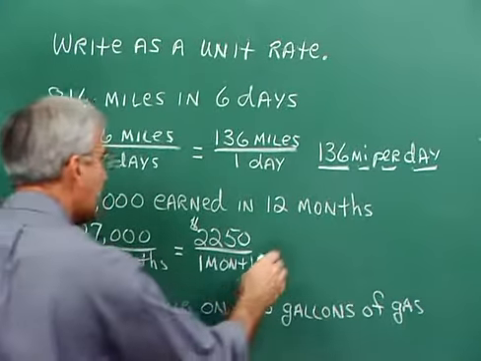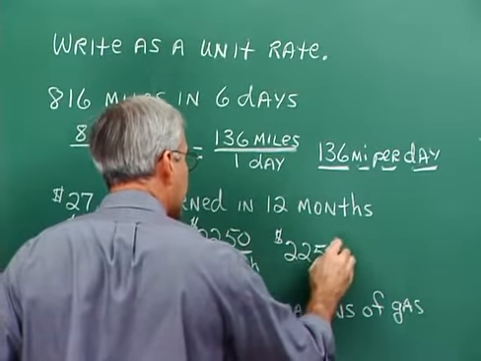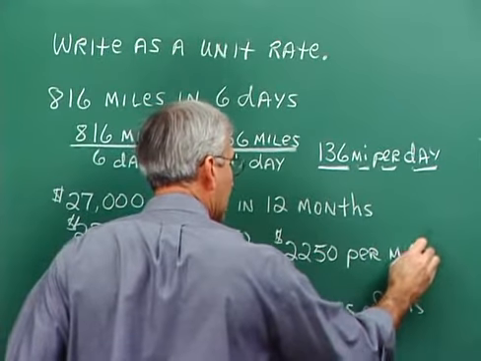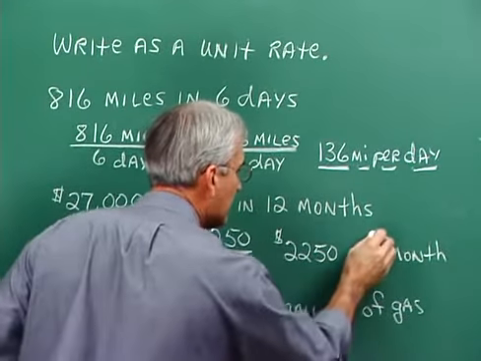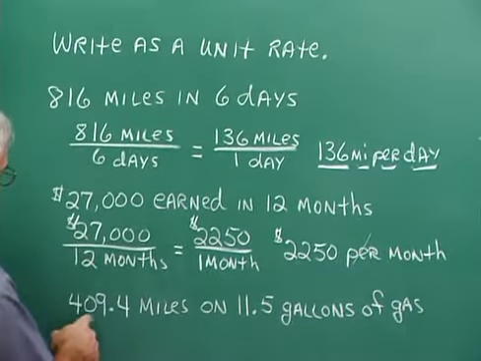And we would probably write it as $2,250 per month. And once again, we could use that slash idea in place of the per if we want to.